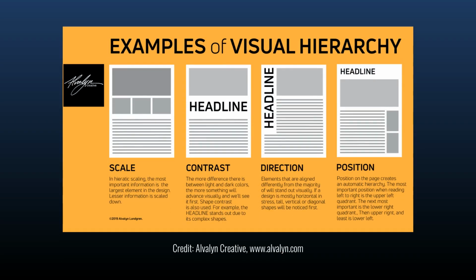Visual hierarchy is the strategic arrangement of design elements to indicate their relative importance and guide the viewer's eye through a composition. It acts as an invisible GPS, ensuring the most critical message is understood first, followed by supporting details. Here's an example of visual hierarchy, as explained by Alvalin Lundgren of Alvalin Creative.